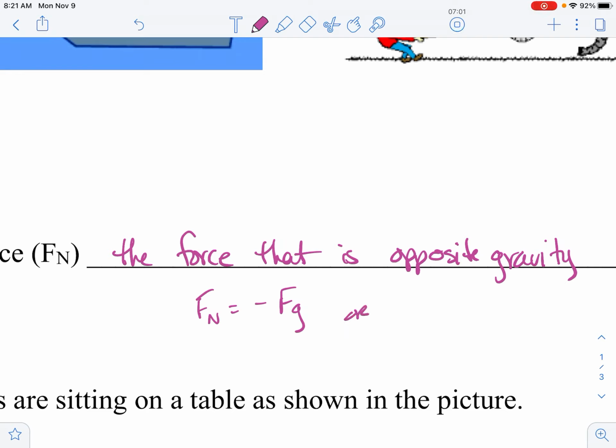Or you could write it as negative normal force is equal to positive gravitational force. It really doesn't matter. We do usually make the gravitational force negative because it's going down. So we usually do it that way. But you could do it the other way.